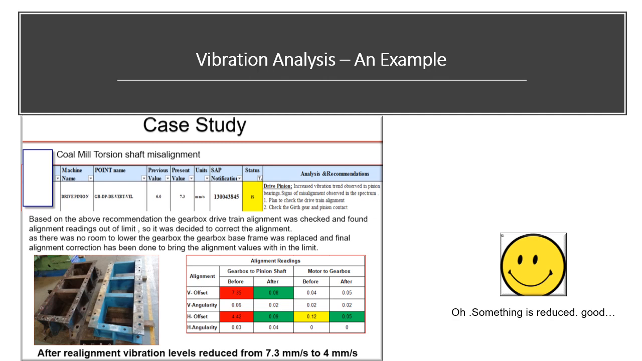Based on the above report recommendation, the gearbox and drivetrain alignment was checked and it was found out of the limit. You could see the alignment readings were abnormally high, 7.35 and 4.42. So the site decided to correct the alignment, and they found there is no room for lowering the gearbox, so they decided to replace the base frame. After replacing the base frame and correcting the alignment, the vibration levels were reduced from 7.3 mm per second to 4 mm per second.